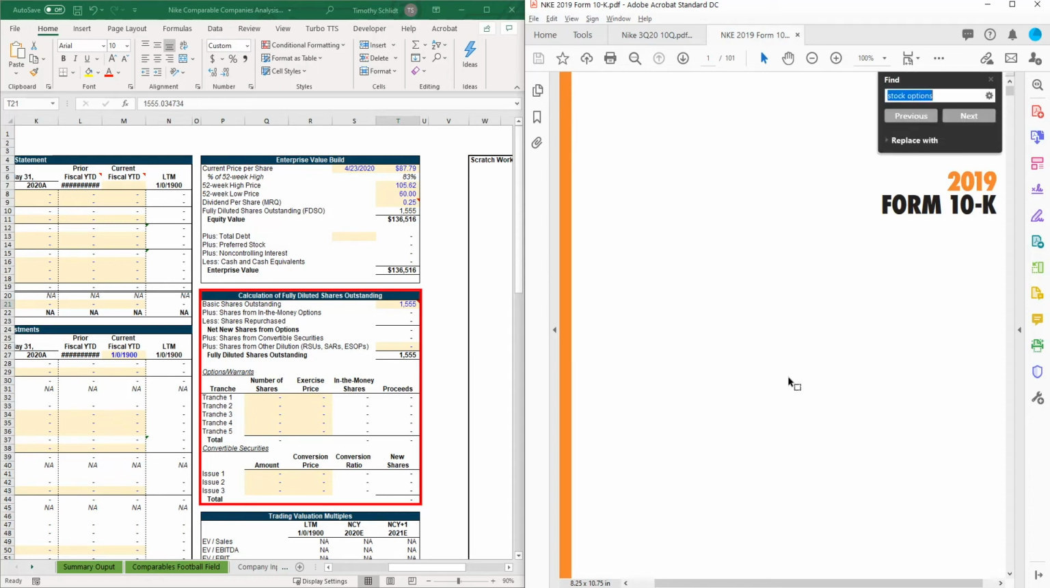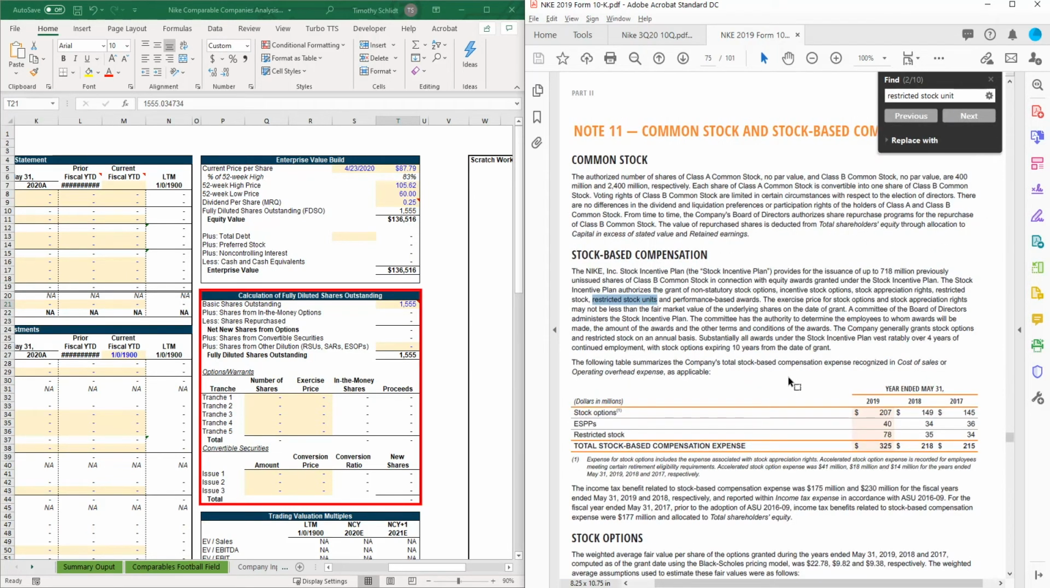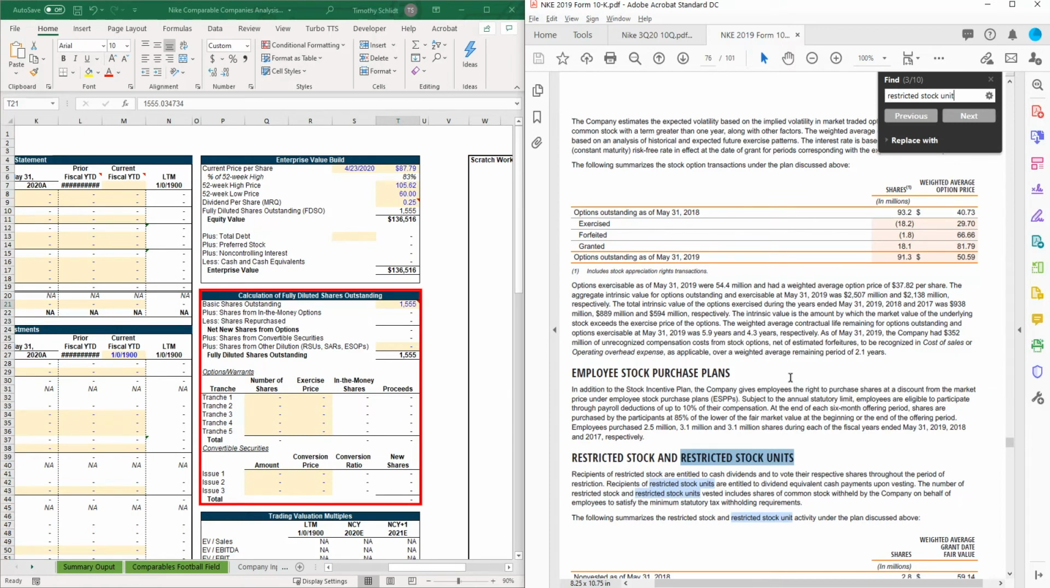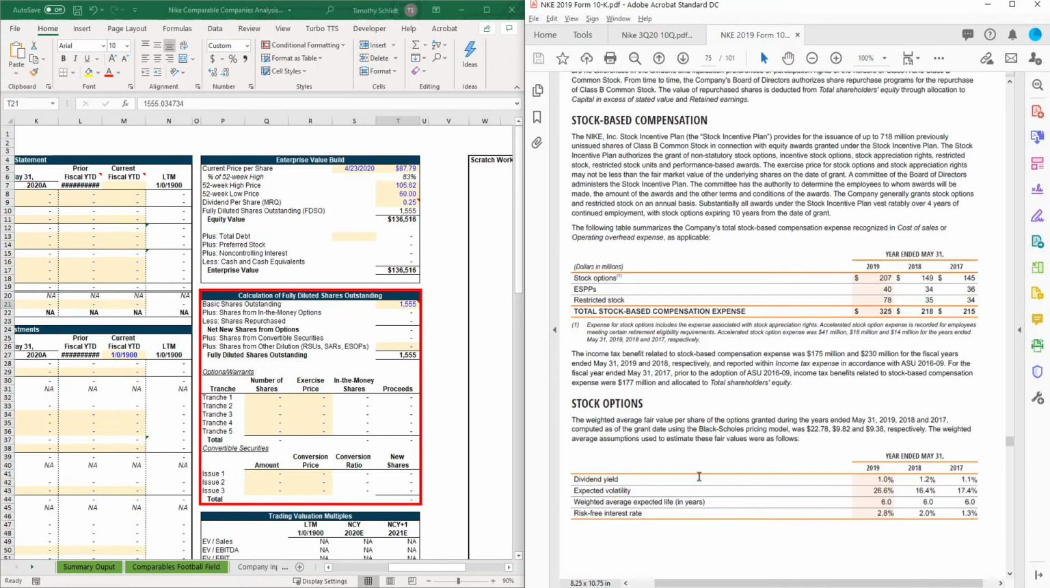Rather than reading through the entire 10K to try to dig things up, I just hit Control F. I use the search function in Adobe PDF, and we can search a few key terms. One that usually turns up good results would be something like restricted stock unit. Let's see if this turns up any gold. And indeed it does. We can see here we've got a number of things.